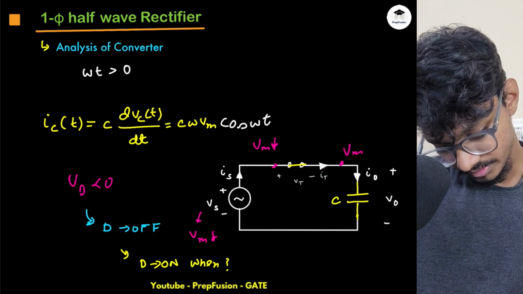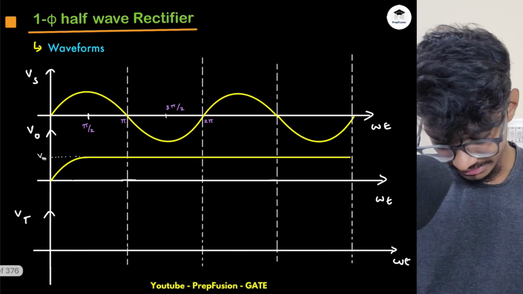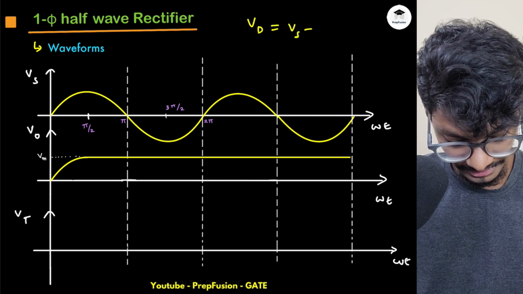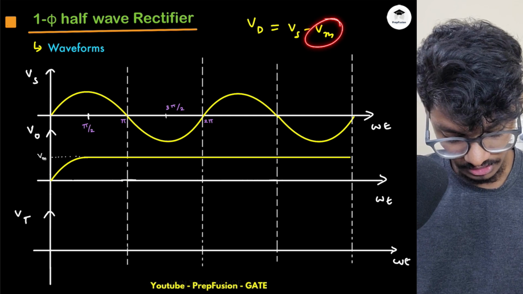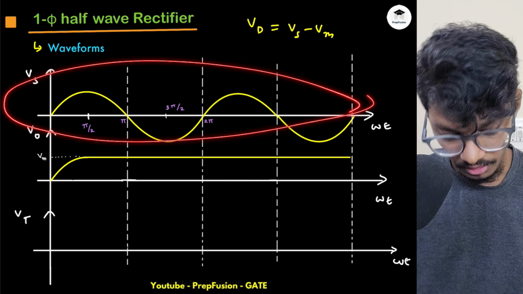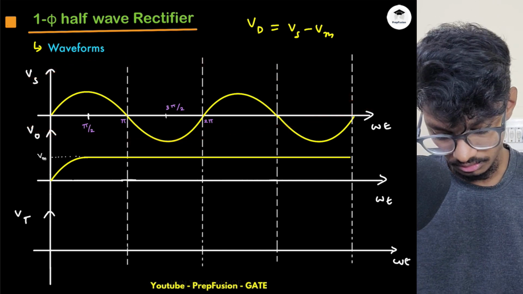this VD voltage will be simply, I will just write the expression here, VD will be simply Vs minus Vm because this will be stuck to Vm. This will be charged to Vm. So I will shift this whole thing below by Vm.